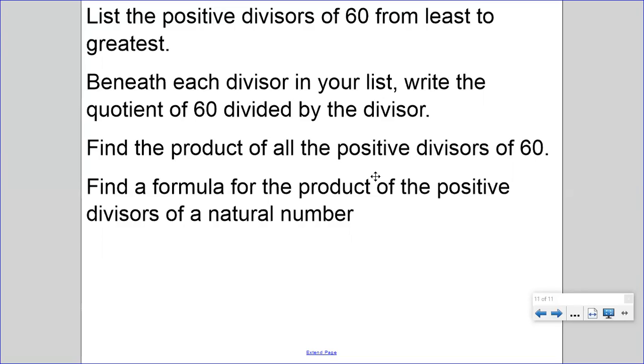So this is you trying to derive this. I want you to start by listing the positive divisors of 60. Don't just give me the prime factorization. Give me the actual positive divisors. Then beneath each divisor in your list, write the quotient of 60 divided by the divisor. And then find the product of all positive divisors of 60. So now we're finding the product of all the positive divisors, which is wild. And then you're gonna find a formula for it. So take a couple minutes, try this one out.